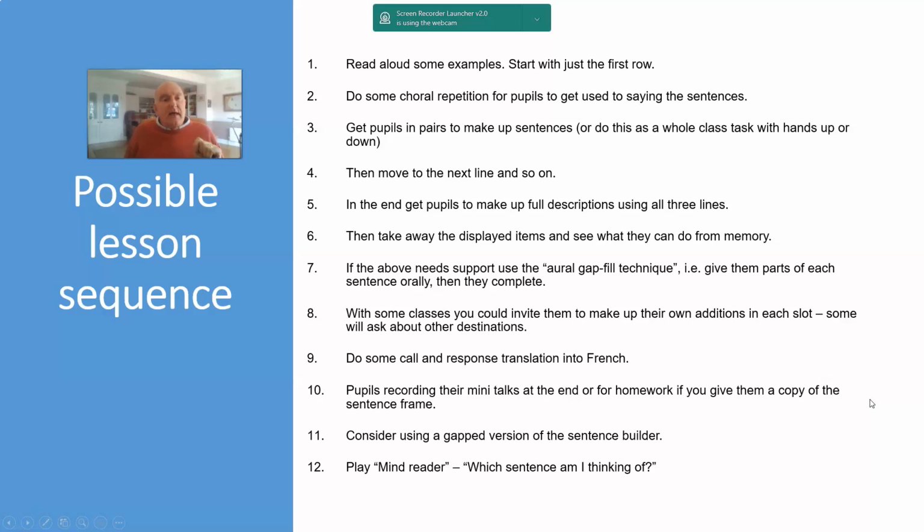So have a scan down there as a possible lesson sequence that you could use with that sort of chunked sentence builder table. One of my favourites is this aural gap fill technique, where once you've removed the table and they can't see it, you simply give them the starts of sentences and they have to come up with a chunk to complete the sentence. That's a nice short-term memory test for them that builds in recycling and repetition.